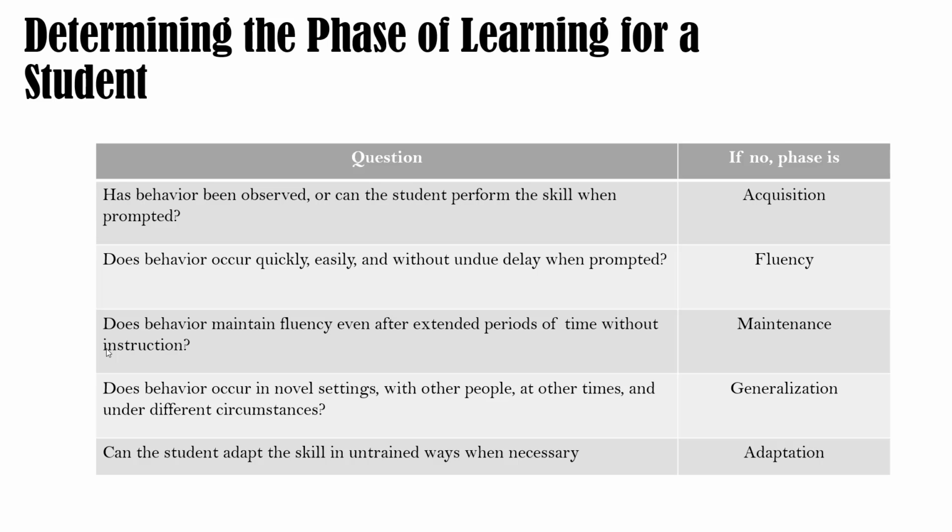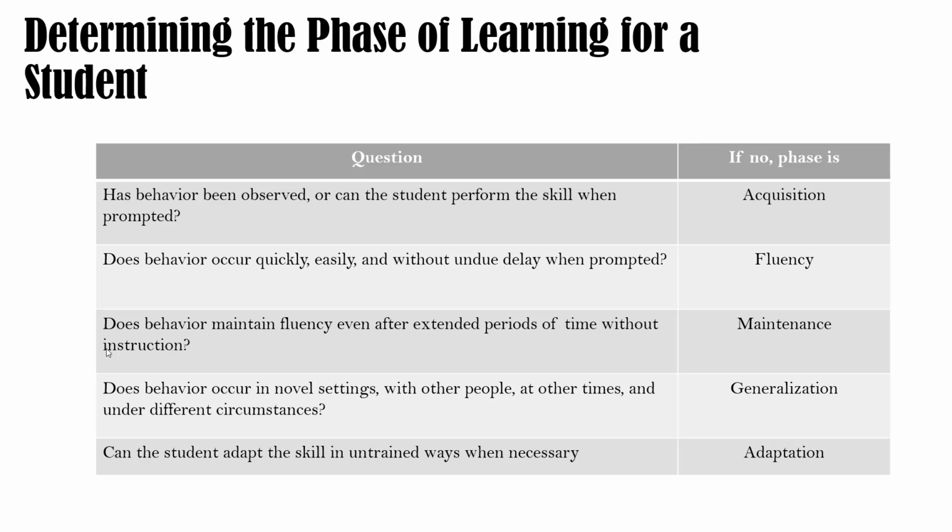Does the behavior occur quickly and easily without any delay when prompted? So can you ask a kid, hey, what's 2 times 2? Can he answer 4 really quickly? That's your fluency. Does the behavior maintain fluency even after extended periods of time without instruction? So, every week can you go in and say, hey, what's 2 times 2? And the kid says 4, and you don't ask him again. You come back next Monday. What's 2 times 2? The kid says 4. Then you're good with maintenance.